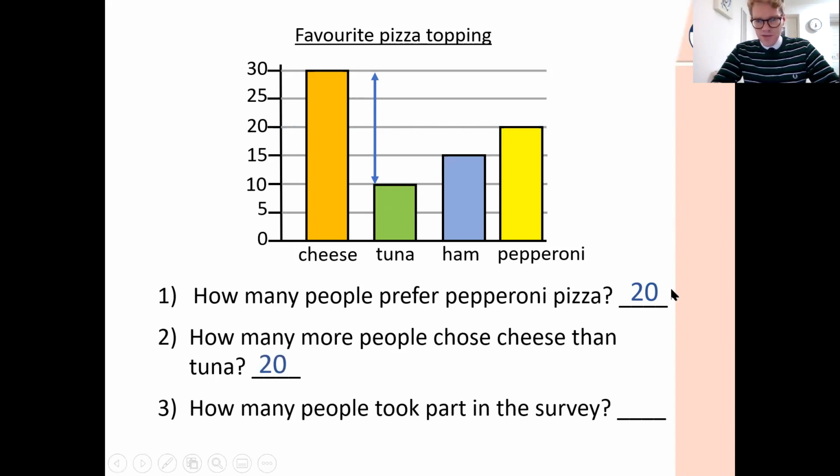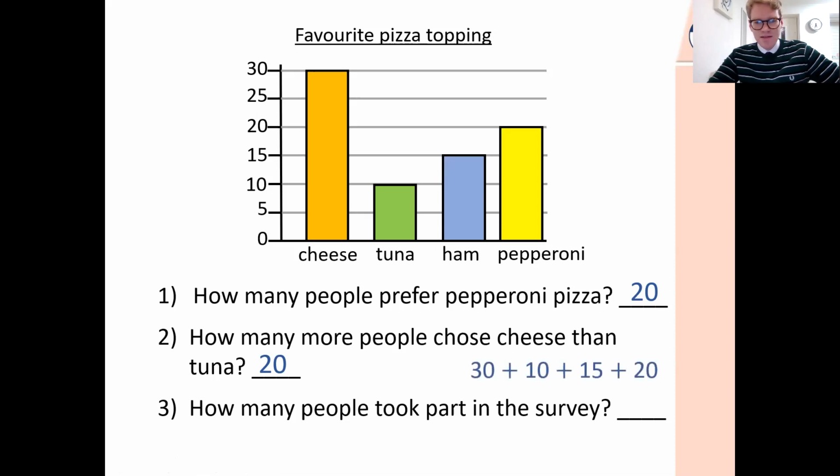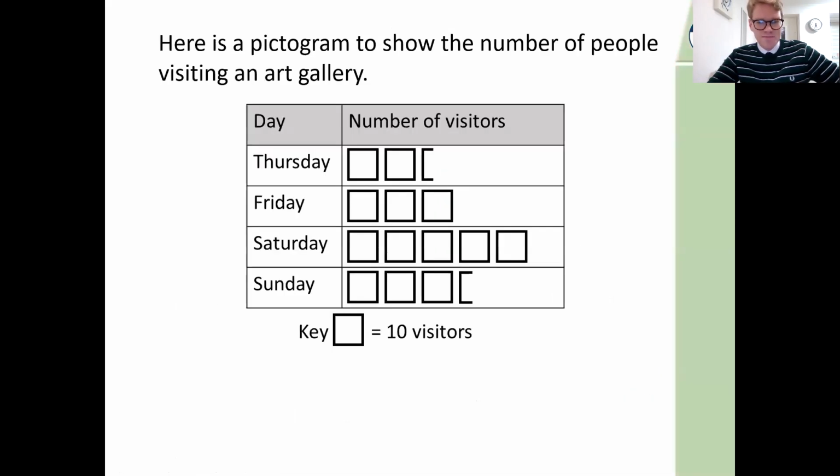Oh, I'm sorry, you're going to need to forgive me. It's gone off the screen a little bit there. I can't read that last question. Oh, sorry about this. How many people did the survey? I'm going to predict, I think that's maybe how many people did it in total. I think I've remembered that right. How many people did it in total? So we can count up all the bars in total, can't we? And we've got 30 plus 10, that's 40, plus 15, that's 55, plus 20, spot on. So we've got there 75.